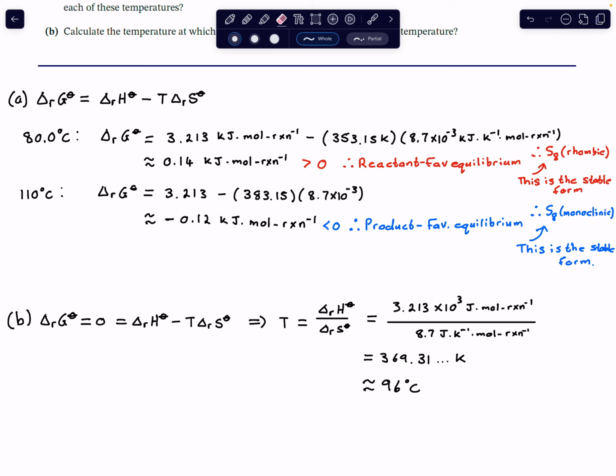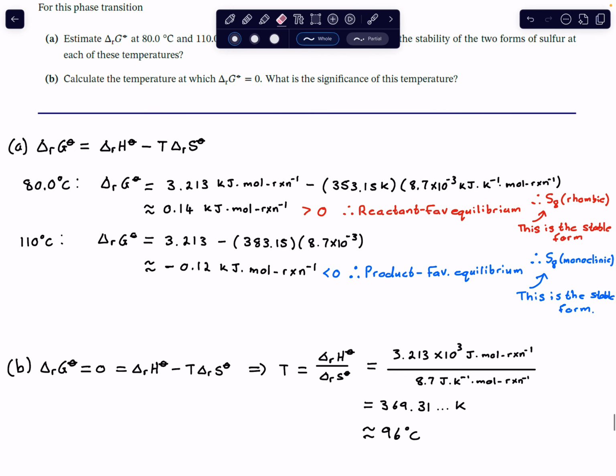So that is this question. Of course, all the words that I said answered the second part of the question. What is the significance of this temperature? It is the phase transition temperature. So you can write that down as your answer.